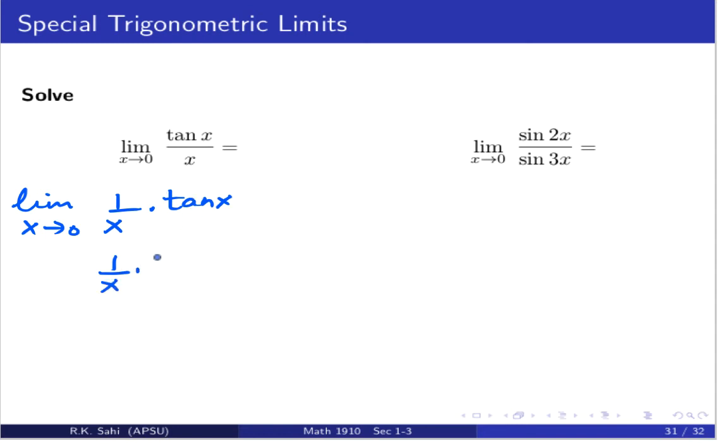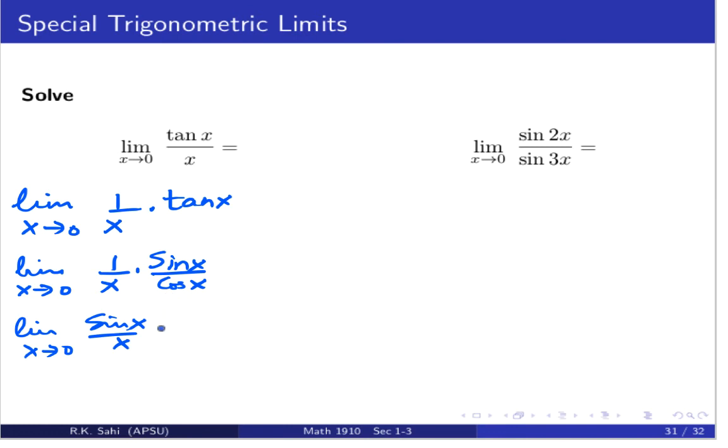So 1 over x tangent x is what? Sine x over cosine x. Now remember, do not forget your limits, guys. Now I can just rearrange this expression and say limit x approaches 0 of sine x over x times 1 over cosine x. Now notice this is a product of two functions, so we can do this as limit x approaches 0 of sine x over x times limit x approaches 0 of 1 over cosine x.